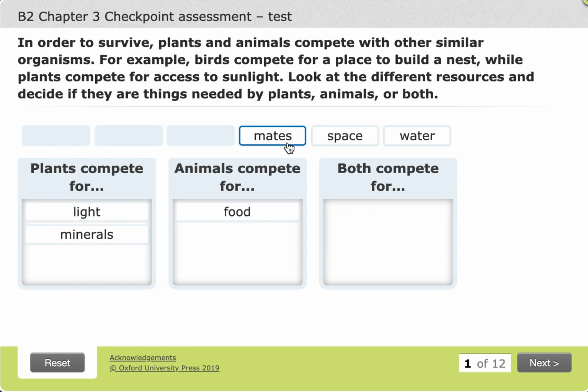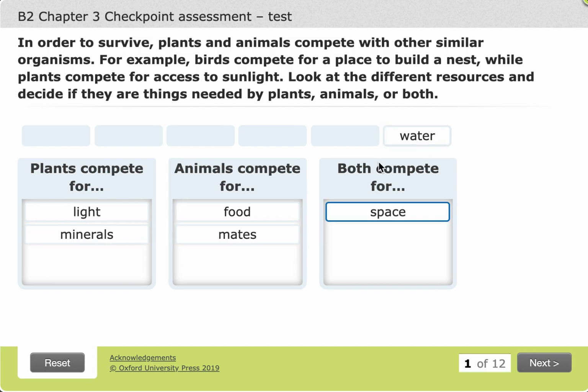Plants don't necessarily need to mate because they are asexual. They have both a male and a female part. However, again, animals require a mate. Both, however, require space, either for where they live or to gather light, etc., and water.